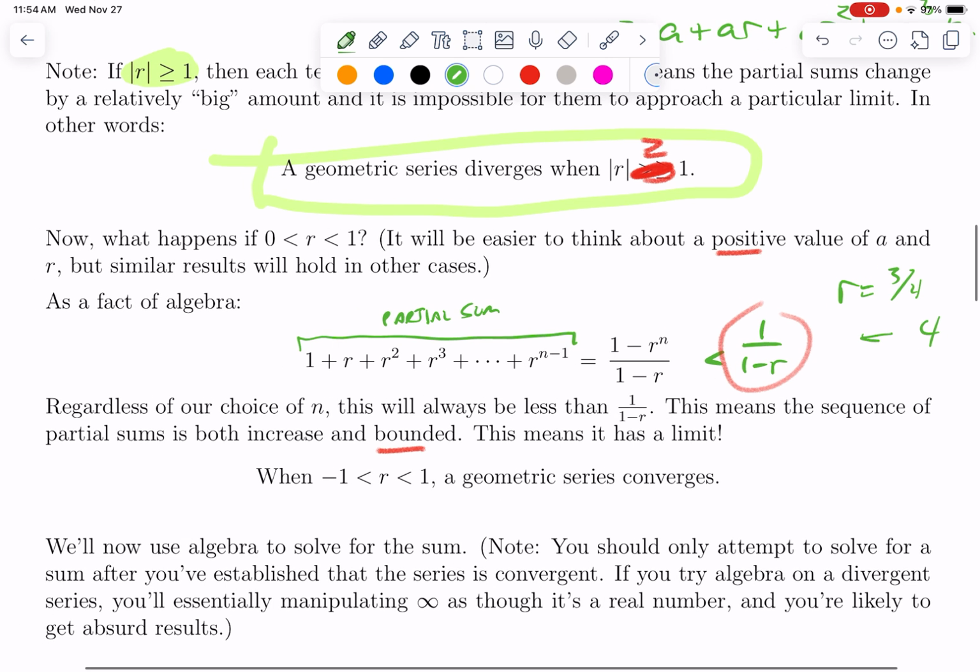So those partial sums are increasing and bounded. And we had a theorem that says if we have a sequence that is monotone and bounded, it does have a limit. So that's the first thing we've noticed here. If we're adding these up and r is less than 1, there definitely will be a limit to those partial sums. There definitely will be a total. Now let's use algebra to solve for the sum.